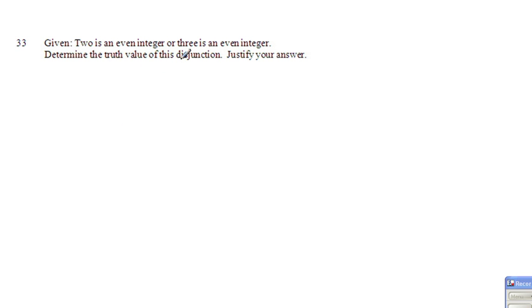Now this is truth value. Now 2 is an even integer, so this portion is true. 3 is an even integer? No, this is false. But since the connection is or, meaning disjunction, therefore any one of them has to be true. Since this one is true, the whole statement is true.